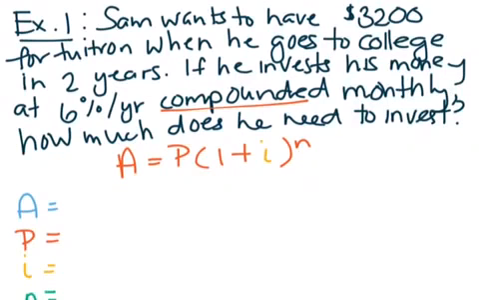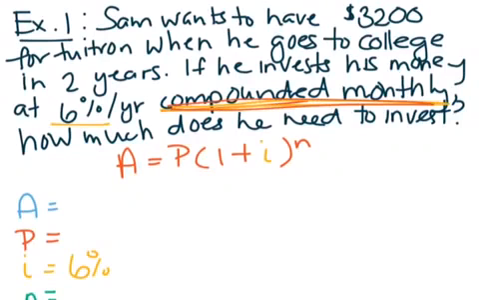So this is just from 3.2. We can clearly pick out I is 6%, so we're going to write 6%. But we can't just leave it like that. We have to see how often our interest is being compounded. So we can see it's being compounded monthly.